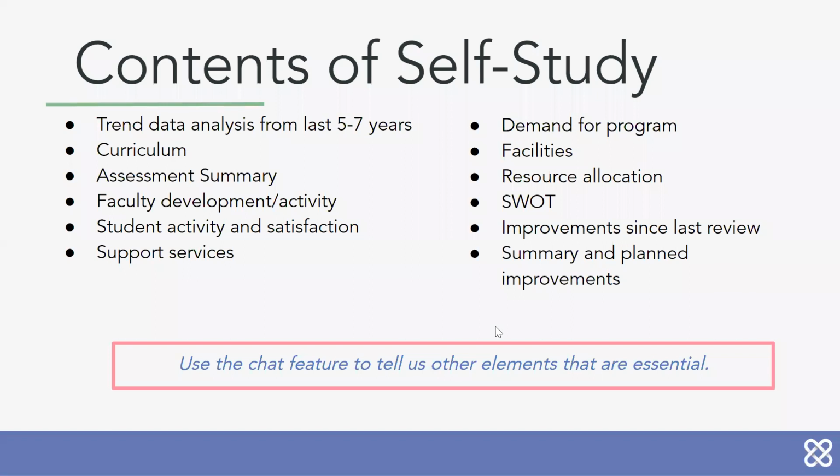In a second, we're going to ask you to use the chat feature and tell us other elements that maybe are not on my list, but that are really important for your program review. So share that with your peer participants here in the webinar. The first item, there's always some kind of trend analysis. Program review takes place over a 5 to 7 year period, so let's look at what's happened in your program for that period. Whether it's retention, attrition, graduation rates, transfer, enrollment rates, all of those things can be incredibly valuable.